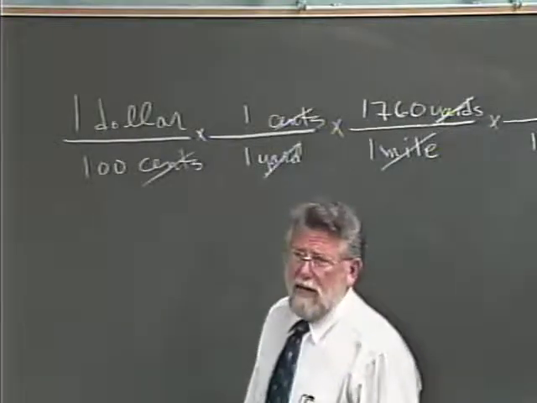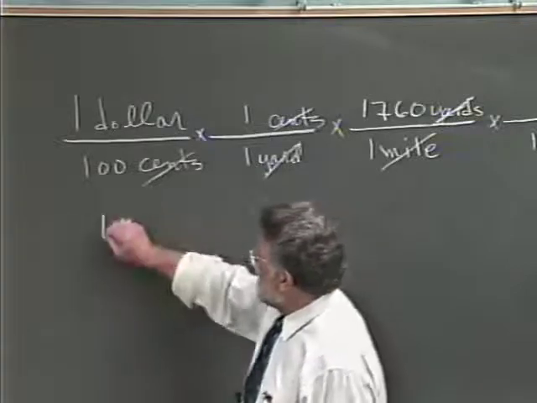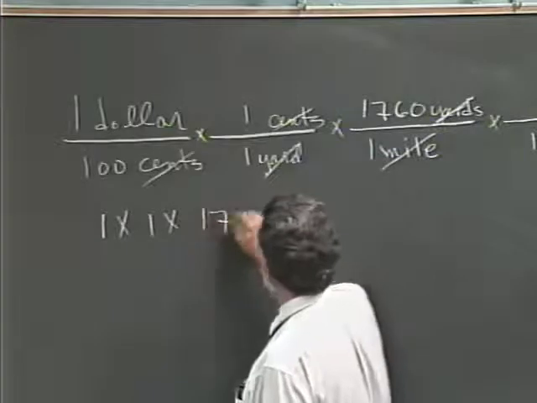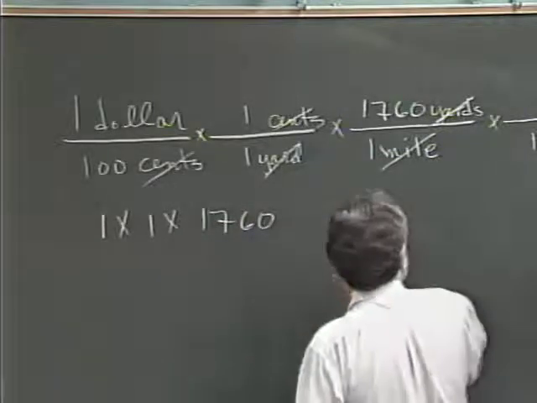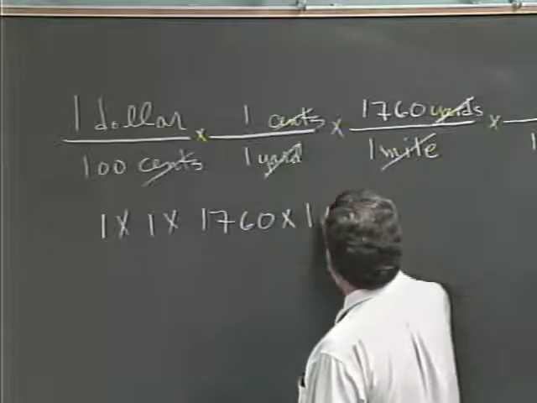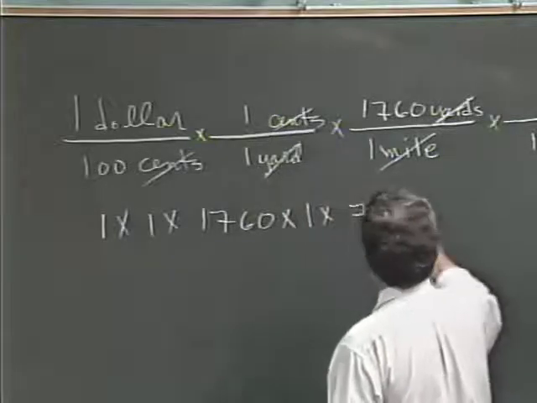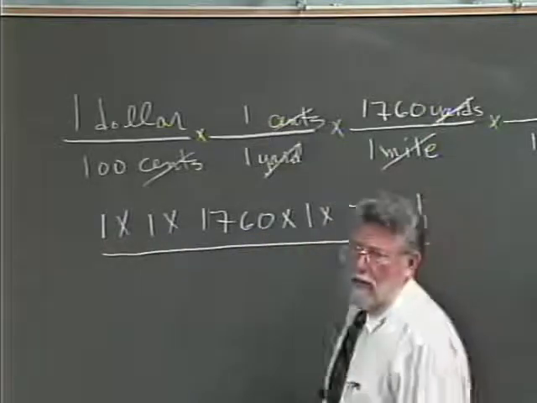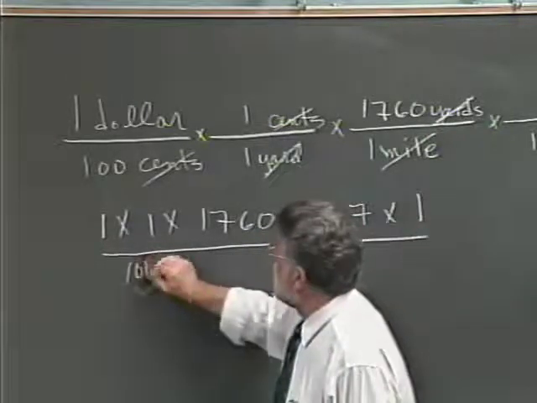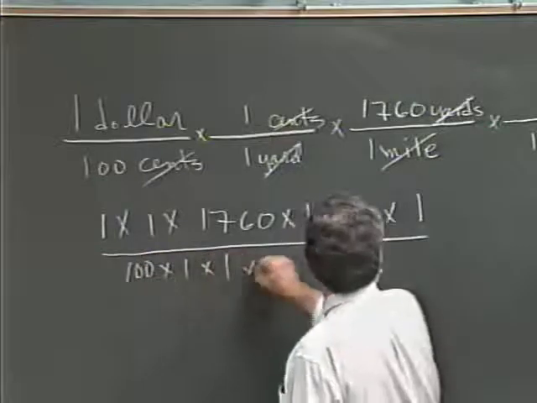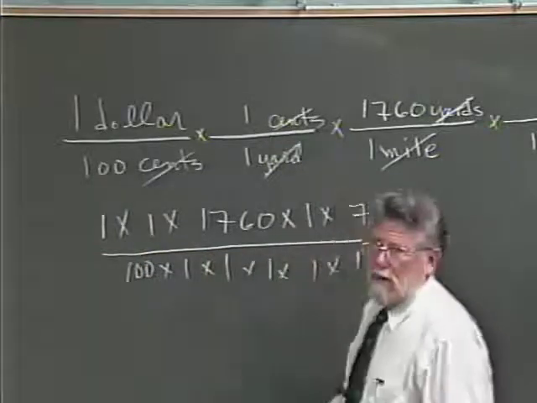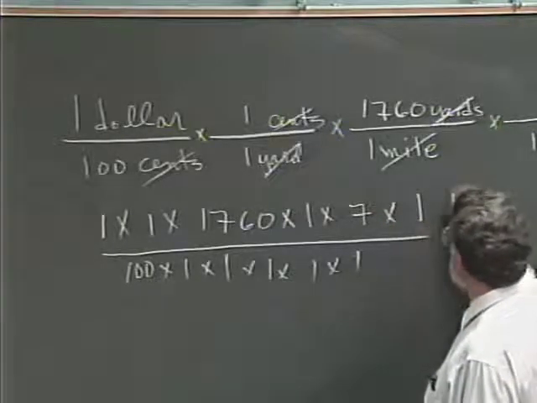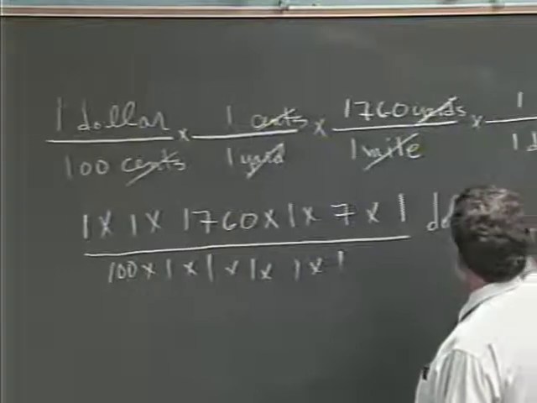So I have dollars here at the end. Now we're going to do the number bit. 1 and a 1 and a 1760. And I'll just do the looking, even though people can't see it watching at home. There's a 7 and a 1. Those were all the numbers in the numerator. In the denominator, you can see the 100, the 1, the 1, the 1, the 1, and the 1. As I say, you've got to love the ones. And this is going to be what at the end? It's dollars.